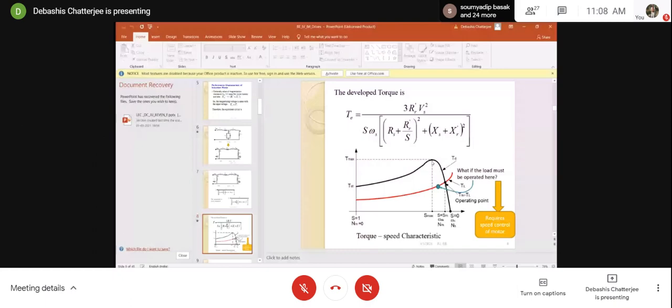So at the beginning, you see at s equal to 1, when motor speed is 0, the black line starts from T_st. This is the starting torque. Okay, is it visible? Yes, sir.